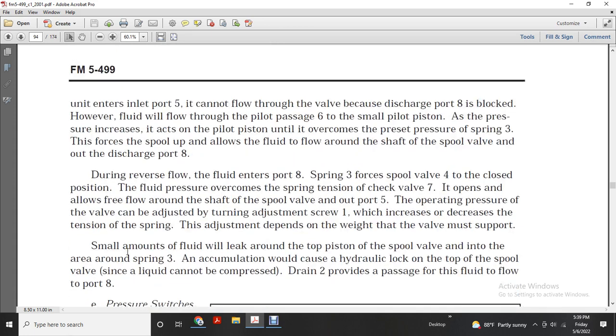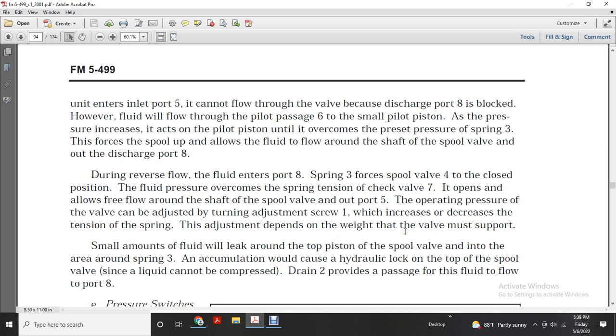The fluid then flows around the shaft of the spool valve to discharge port 8. During reverse flow, fluid enters port 8, and spring 3 forces spool valve 4 to the low position. Fluid pressure overcomes the spring and checks valve 7 open, allowing free flow around the shaft of the spool valve to outlet port 5. The operating pressure of the valve can be adjusted by turning adjusting screw 1, which increases the tension of the spring, depending on the weight the valve must support.